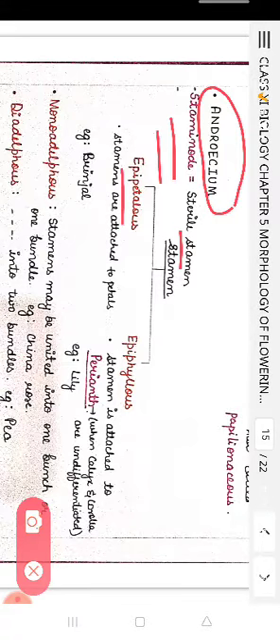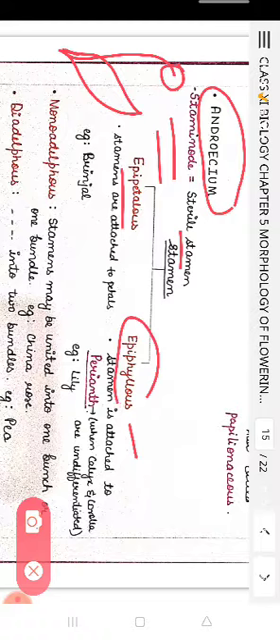What is the difference between epipetalous and epiphyllous? The meaning of epipetalous: when the stamens are attached to the petal. When the stamen is attached to the perianth, that flower is known as the epiphyllous flower.